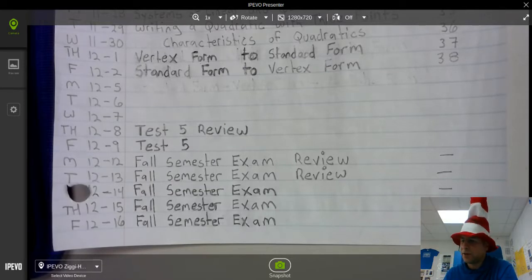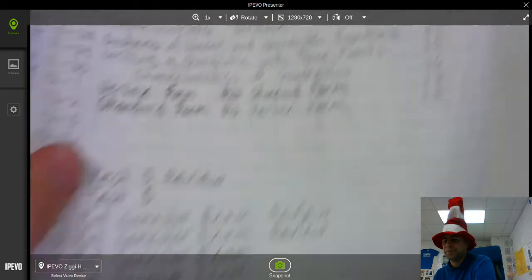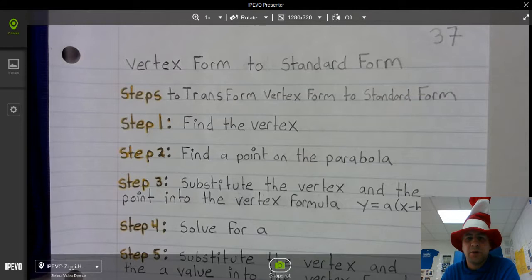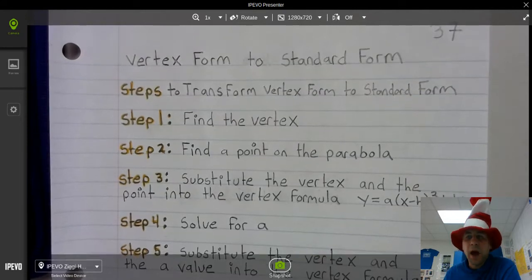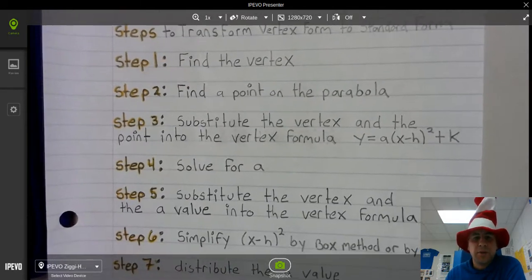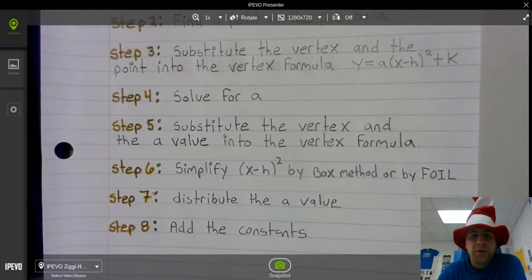All right, now that your table of contents is updated, let's look at our notes. We're looking at the steps to transform vertex form to standard form. Step 1, find the vertex. Step 2, find a point on the parabola. Step 3, substitute the vertex and the point into the vertex formula y equals a(x minus h) squared plus k. Step 4, solve for a.